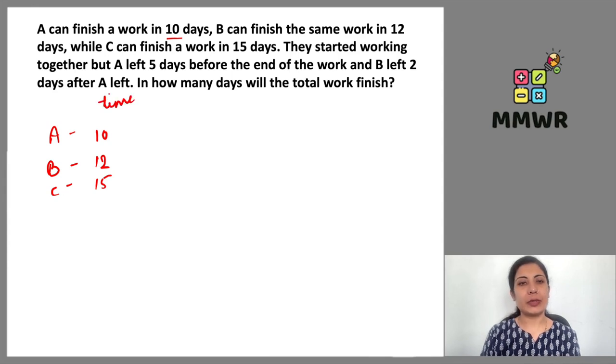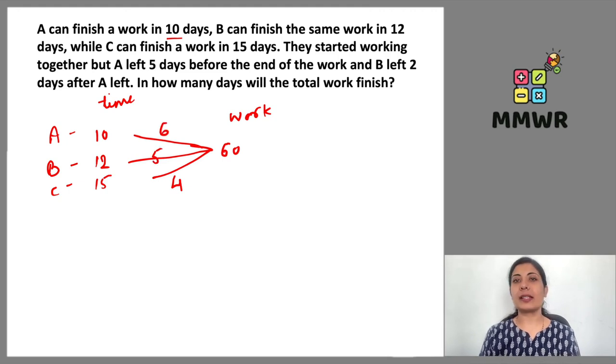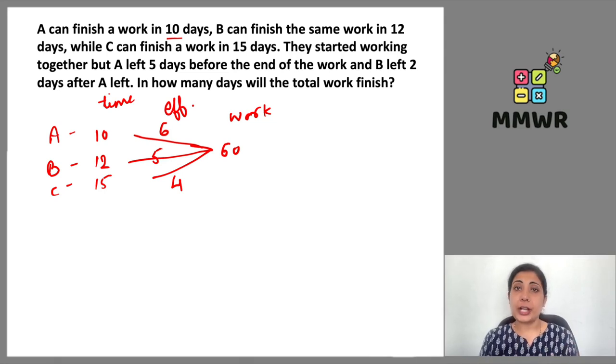After getting this, we can find out the value for work by considering the LCM. So work value is going to be of course 60. 15 fours are 60, 12 fives are 60 and 10 sixes are 60. Likewise, we can get the value for the efficiency also. Till here, everything is clear because we are doing this for so long, how to get the value of work and efficiency with the help of the time.